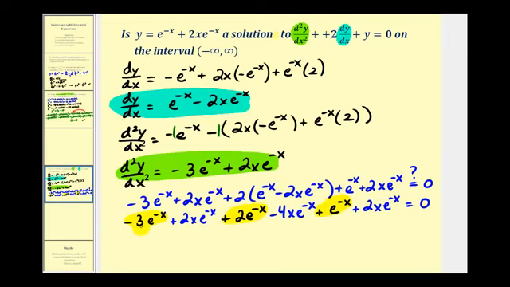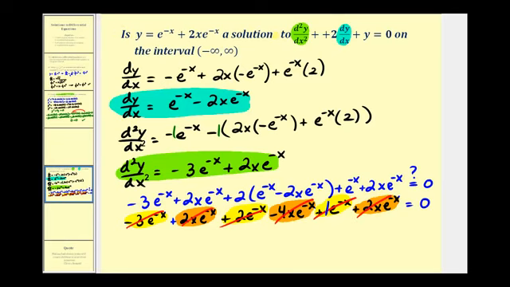Looking at the coefficients, we have negative 3, plus 2, and then plus 1. Therefore, these terms sum to 0. Notice the three remaining terms are also like terms. They each contain a factor of x e to the negative x, here, here, and here. Notice if we add this first term with this third term here, we're going to have 4x e to the negative x minus 4x e to the negative x, again, would be 0.